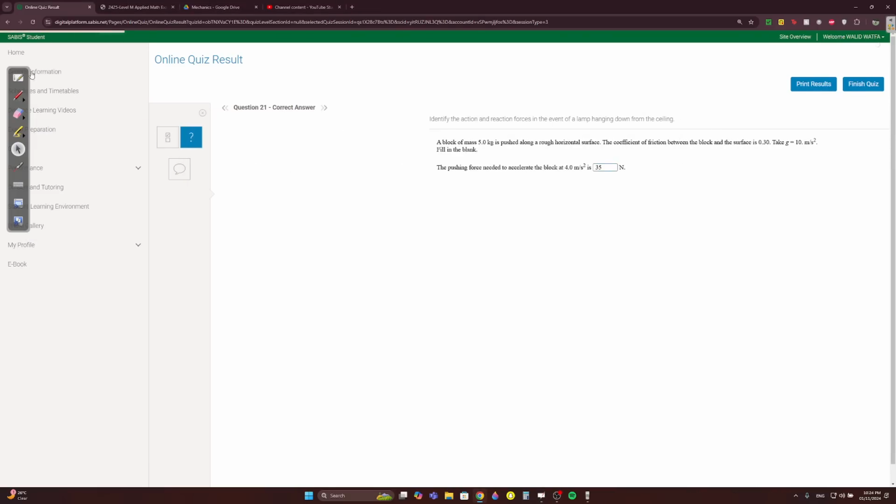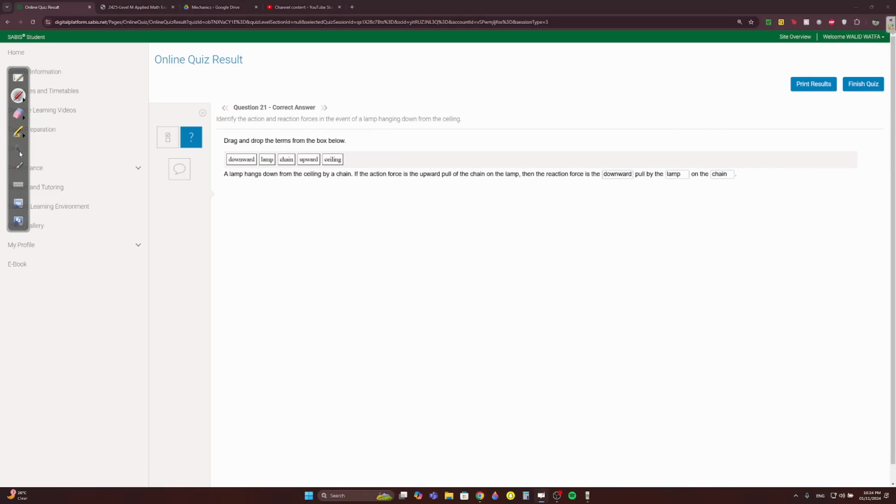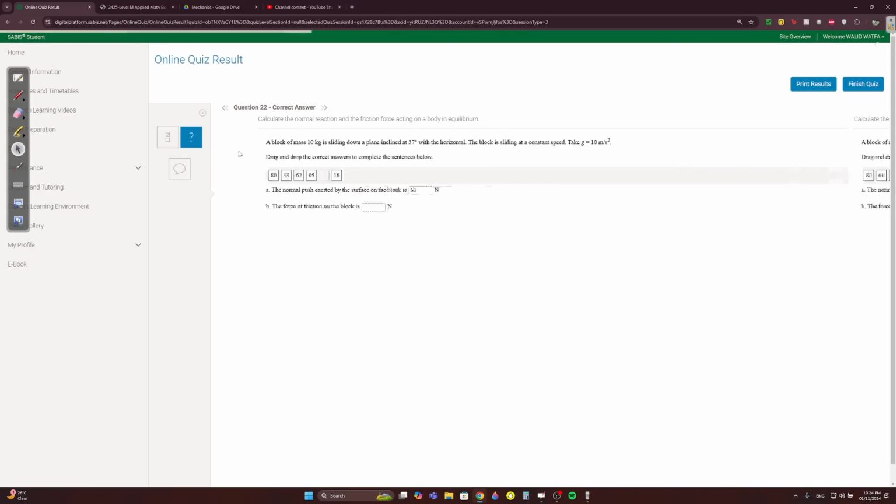Question 21. A lamp hangs down from the ceiling by a chain. If the action force is the upward pull of the chain on the lamp, then what's the reaction? Instead of going up, it's going to be downward. Instead of the chain on the lamp, it's going to be the lamp on the chain. So easy. Just solve them.